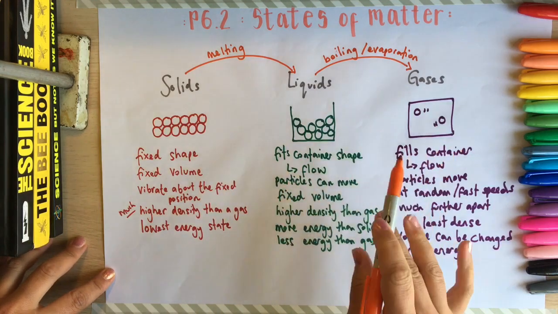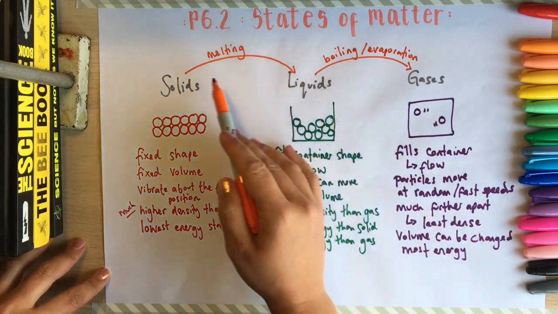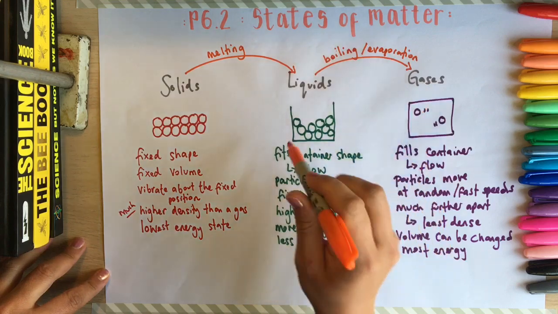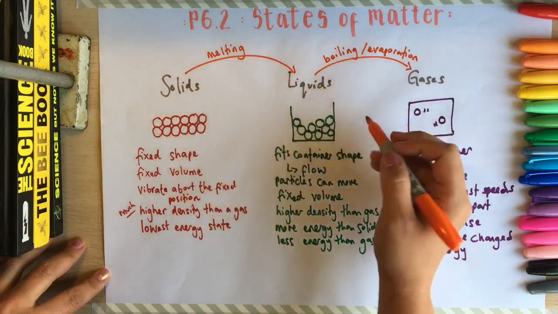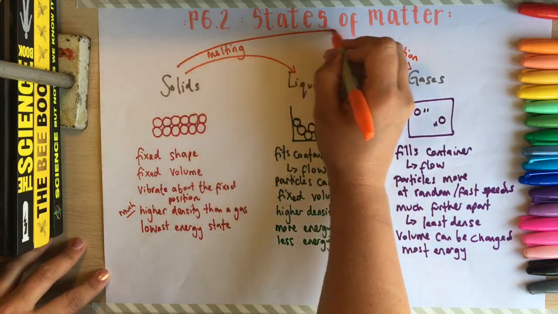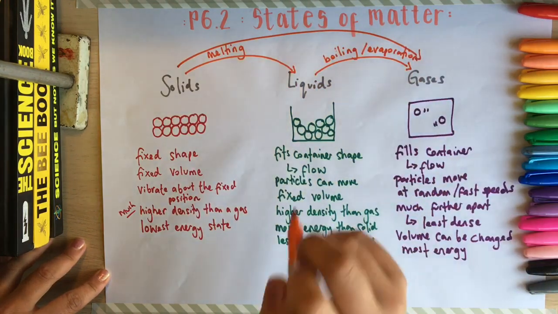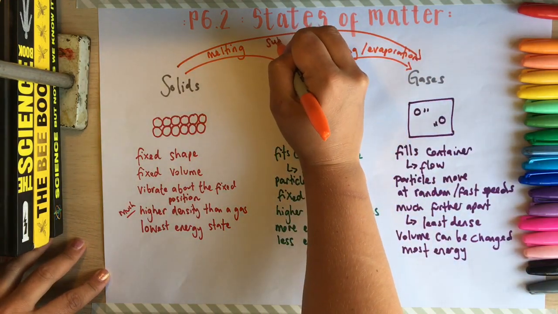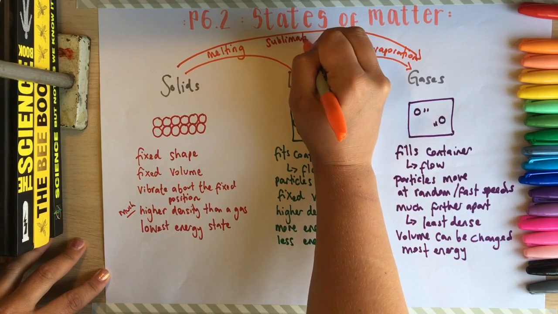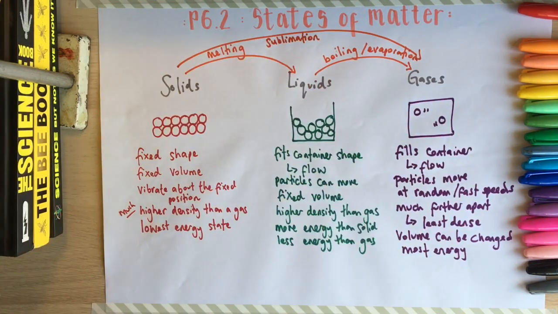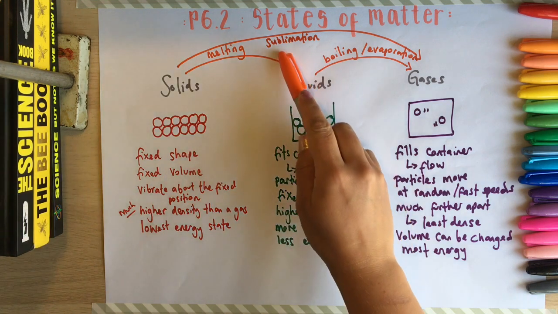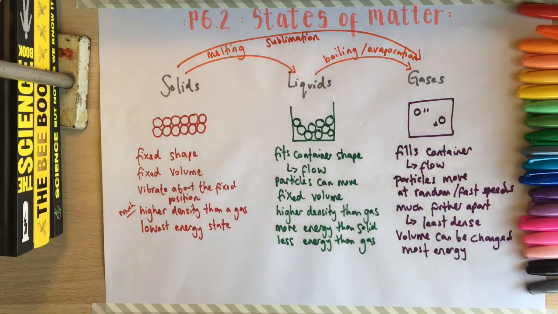We actually go a little bit further at GCSE than we did in year 7, and we talk about things that go from solids straight to gases. So they bypass the liquid stage. So it goes straight from a solid to a gas, and this is called sublimation. And you might have seen this with frozen carbon dioxide or dry ice, where it goes from its solid state straight to a gas, so it's not a liquid at all, and the technical term for that is sublimation. So that's a new key word for this topic.